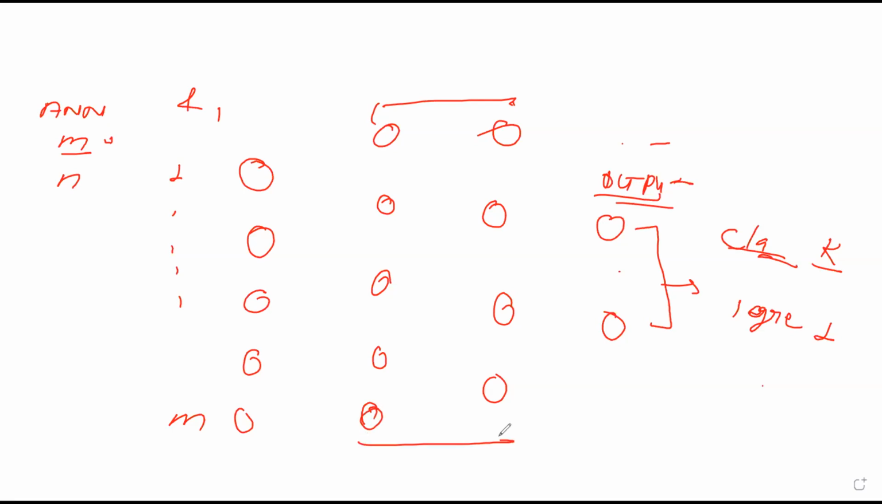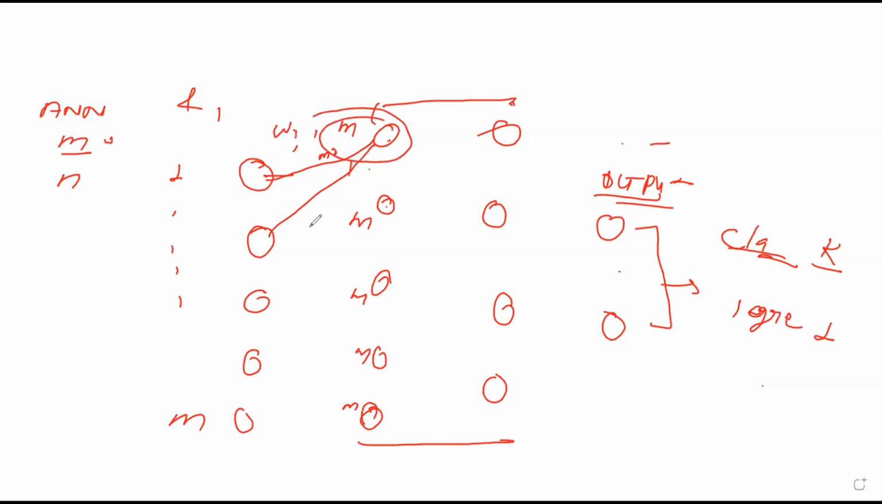So what happens here? You have M features, M inputs, and these M inputs are passed to every neuron. In each neuron, M inputs are passed. You take the weighted sum of all these inputs, so W1 X1 up to WM XM, plus a bias, let's say B naught.